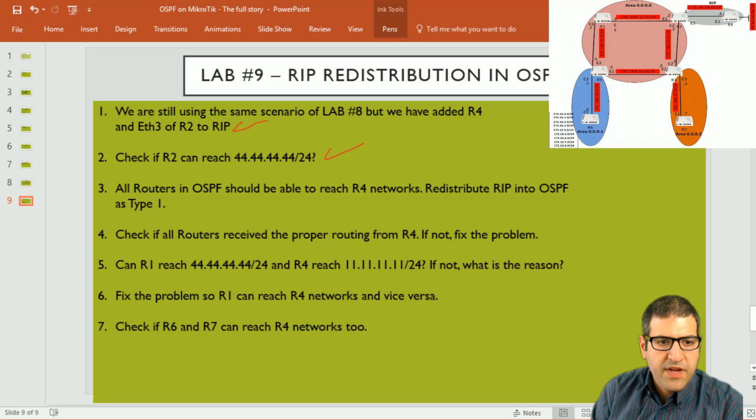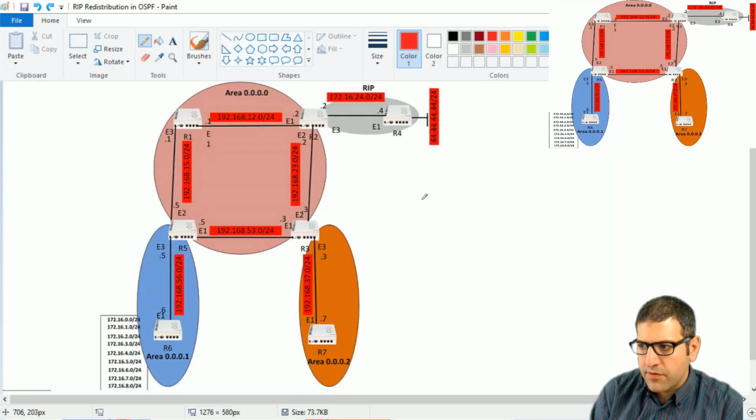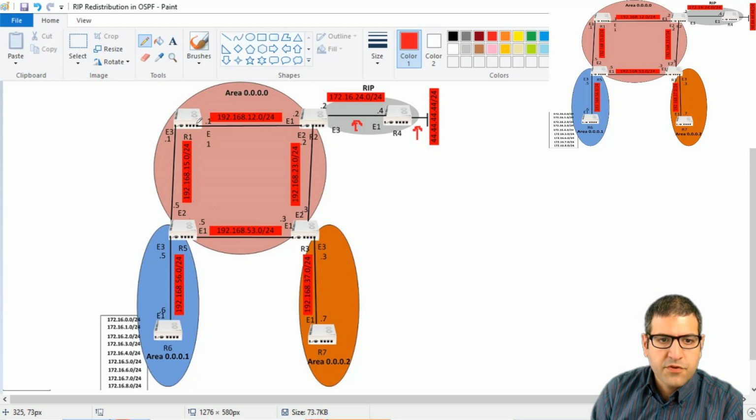Now, all routers in OSPF should be able to reach router 4 networks. Redistribute RIP into OSPF as type 1. So we need to be sure that they can reach all the networks of router 4, and we only have 2 networks. If we look here, this is the first network, which is 172.16.24.0, and this is the second network, which is 44.44.44.0. So all the routers of OSPF should be able to reach those two networks which are in RIP. And to do that, we have to redistribute RIP inside OSPF.